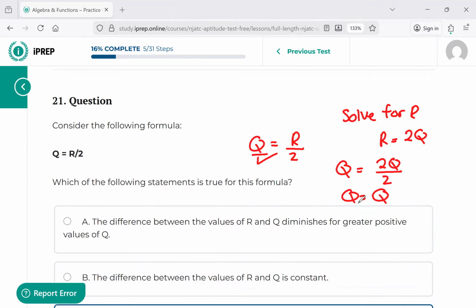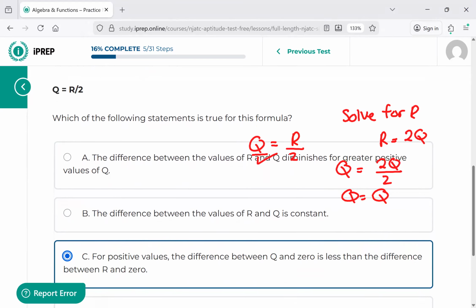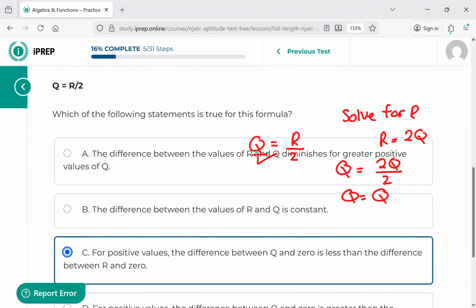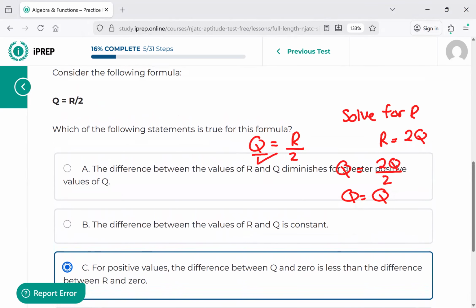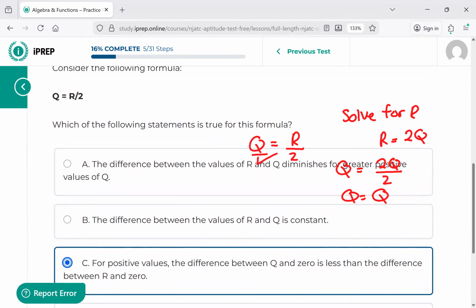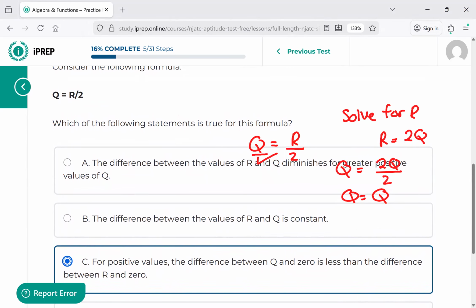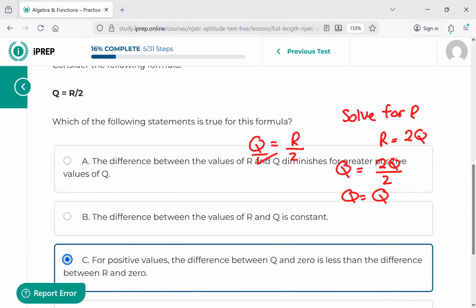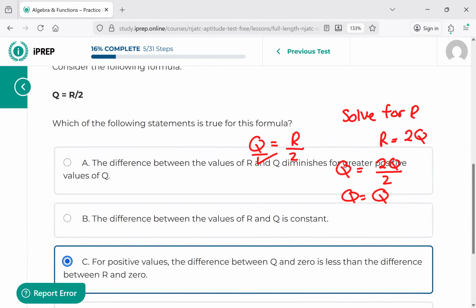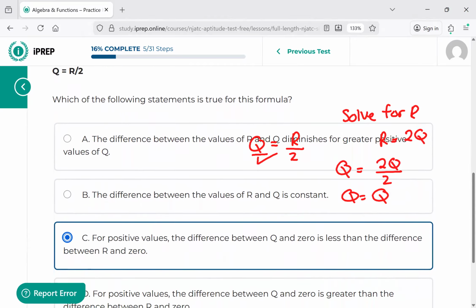So this is a true statement, which just proves that C is correct. For positive values, the difference between Q and 0 is less than the difference between R and 0. Yeah, it's definitely C.